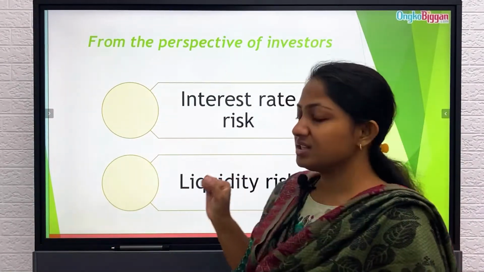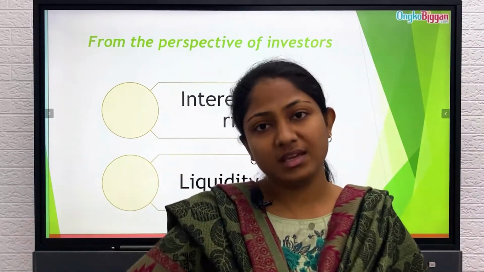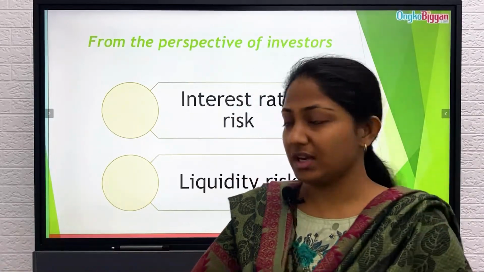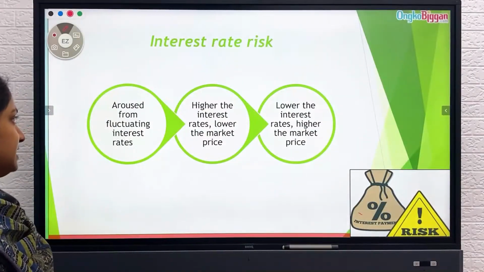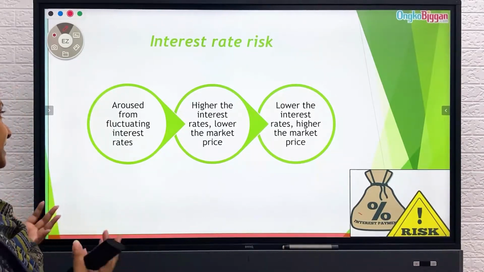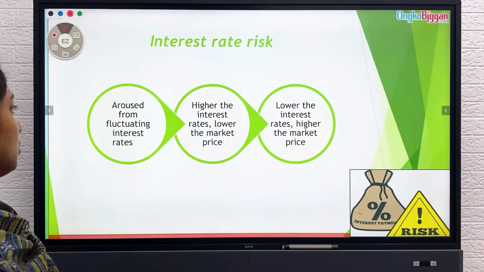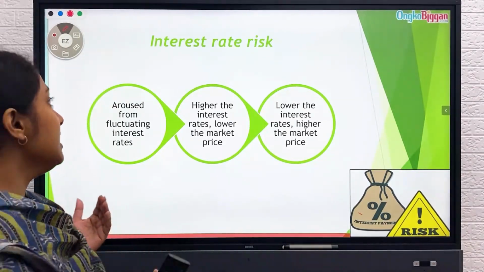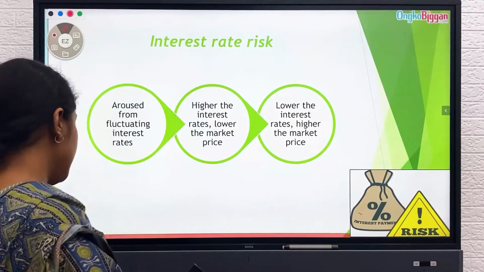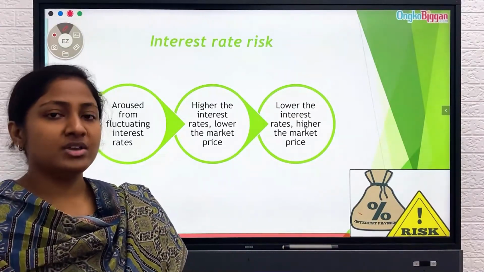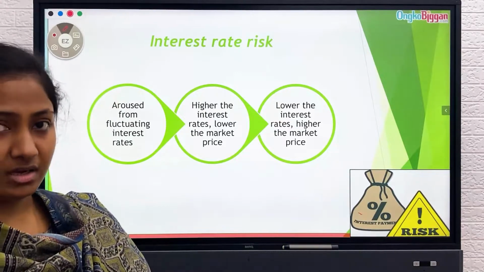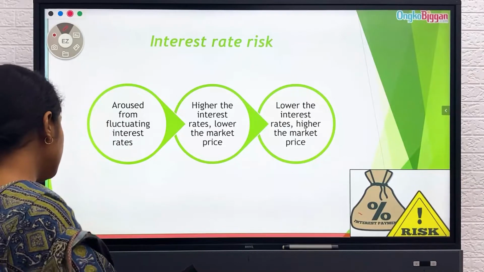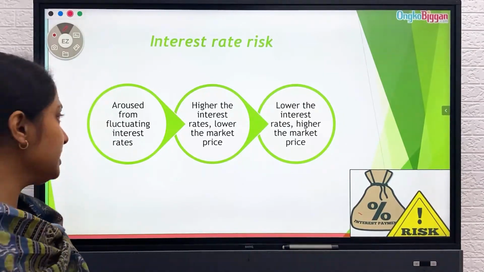Among these two, interest rate risk may be a little bit complicated. At the same time, it is pretty easy to calculate. So let's go for the details. Over here I have already said that if you face any sort of fluctuations in interest rate, then you may face the risk of your interest rate. For example, you are an investor of a company. When you buy the bonds or debentures, then you have to face the interest rate risk.